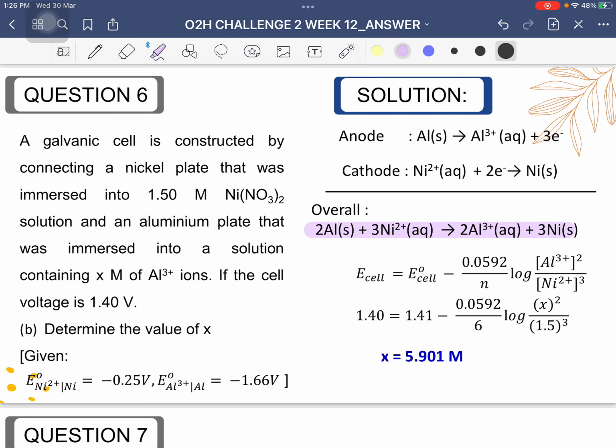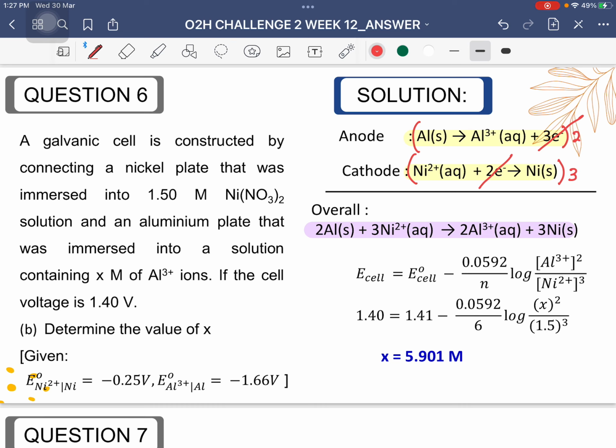Before we make the overall equation, we must write the reaction at the anode: aluminium undergoes oxidation and forms Al3+, while the nickel will be the cathode. Nickel 2+ will receive 2 electrons and become solid nickel. Because the electrons cancelled are not the same, we need to multiply the equations so that we can cancel the same number of electrons. The equation at the anode we multiply by 2, while the cathode we multiply by 3. So we are cancelling 6 electrons on the right side, 6 electrons on the left side.